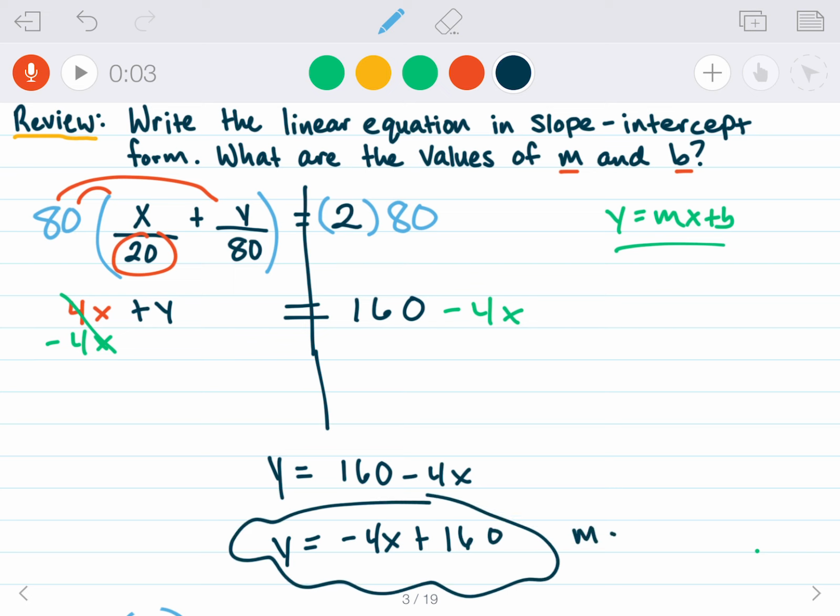And here m is going to be negative 4. That's the number attached to x. And b is my constant number, which is 160.